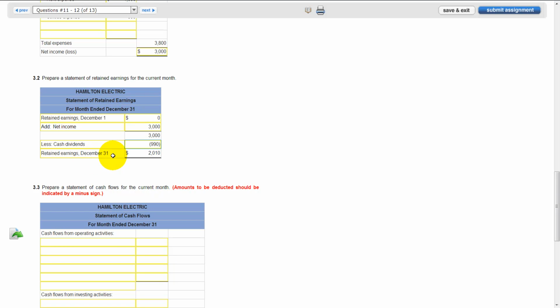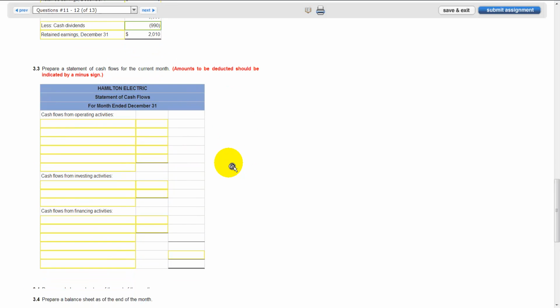And if I do my next month, January's financial statement, this amount here would move to the top, January 1st, increased by the January net income, reduced by the January dividends to have the January 31st retained earnings balance.